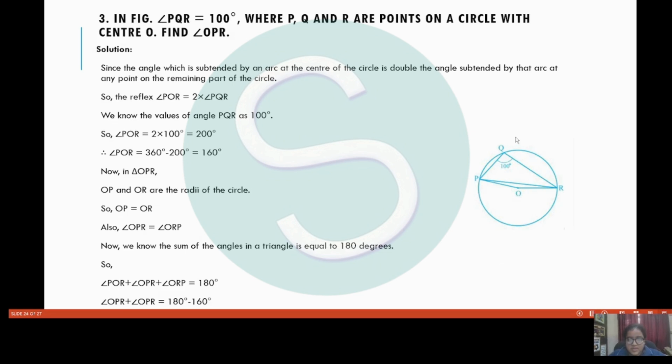Now we will move to the next question. Here PQR is 100 degrees, and P, Q and R are points on the circle with center O, and we have to find OPR, that is this angle. Since the angle subtended by the arc at the center is double the angle subtended by that arc at any point on the remaining part of the circle, if PQR is 100 degrees, the reflex angle of POR will be double of 100, that is 200.